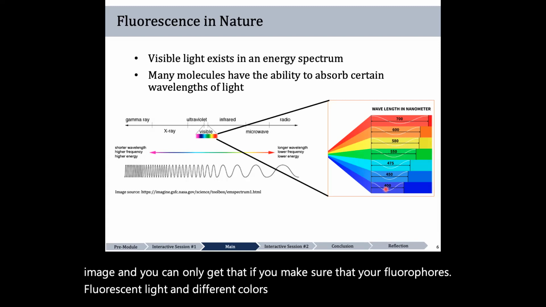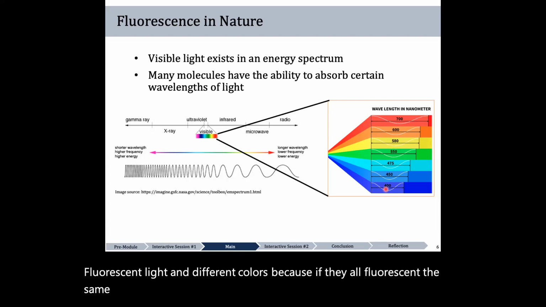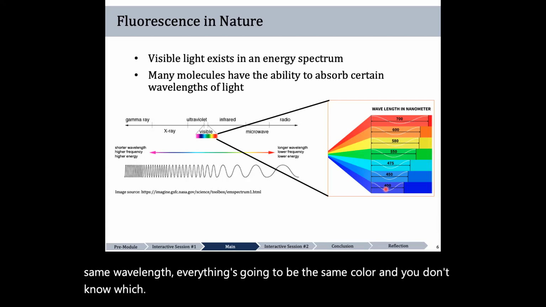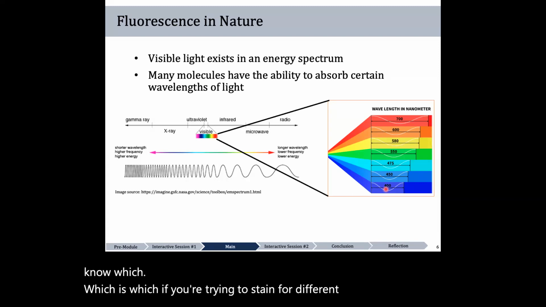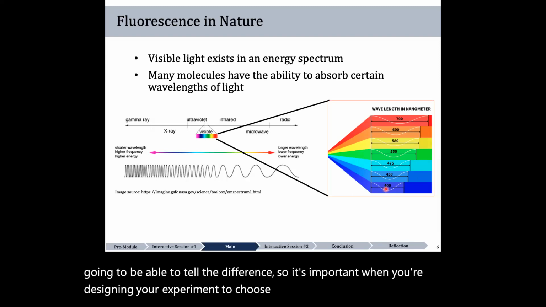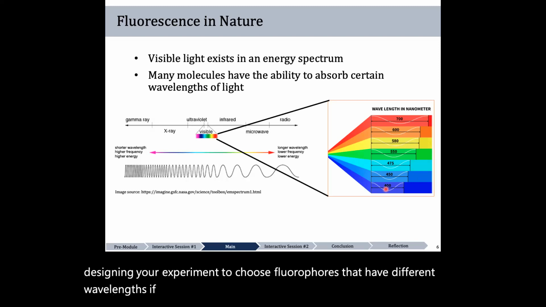Because if they all fluoresce at the same wavelength, everything's going to be the same color, and you don't know which is which. Like if you're trying to stain for different proteins, you're not going to be able to tell the difference. So it's important when you're designing your experiment to choose fluorophores that have different wavelengths if you're interested in imaging multiple things on the same image.